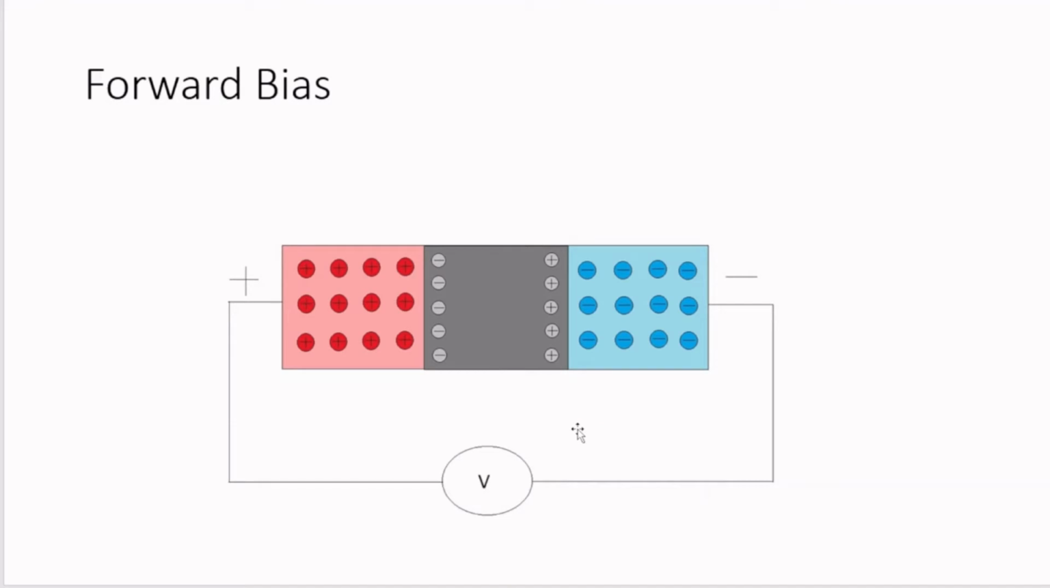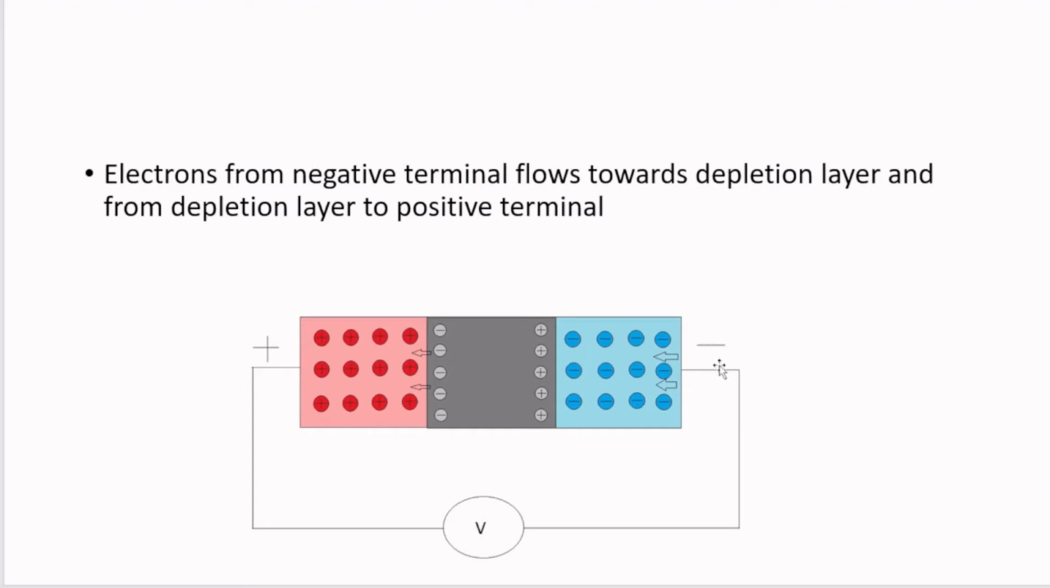Now let's see what happens when we forward bias this diode, that is, how it starts conducting current in the forward bias direction. When we connect the positive terminal of the battery to the p-type semiconductor and the negative terminal of the battery to the n-side semiconductor, the electrons from the negative terminal of the battery push the electrons in the n-type semiconductor towards the depletion layer to recombine with the positive charge here. And the electrons inside the depletion layer towards the p-type semiconductor get attracted by the positive terminal of the battery.